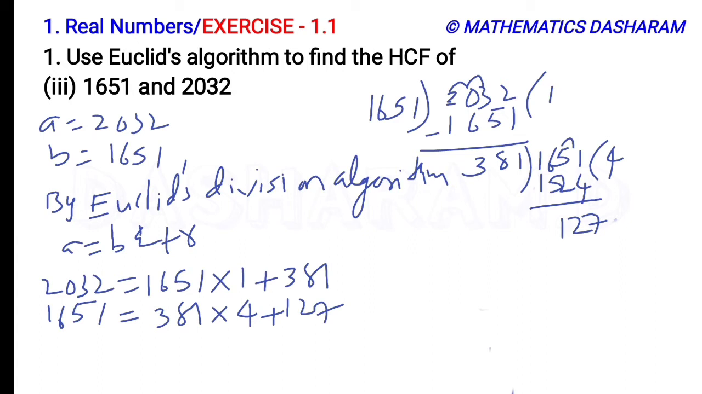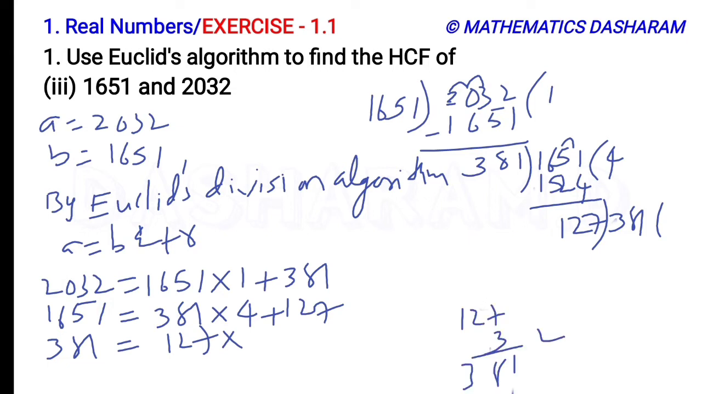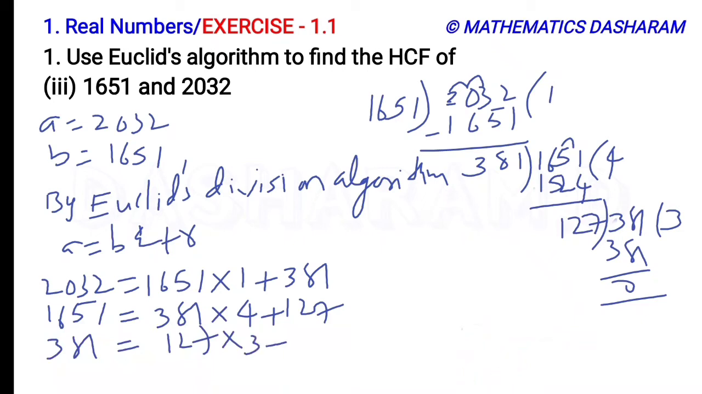Now this divisor will become the dividend, and this remainder will become the divisor, so 127. Now quotient and remainder are required, so 381. 127 threes are exactly 381, remainder is 0. So the quotient is 3, remainder is 0. Then what is the HCF? HCF is 127. Where you get the remainder 0, in that place the divisor is the HCF. So this is the HCF answer.